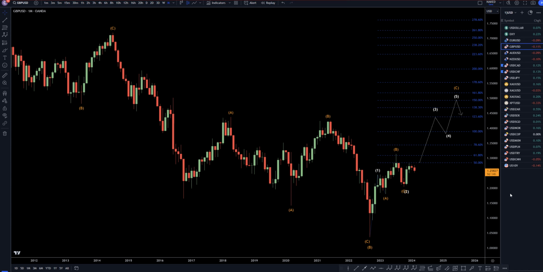Today is Tuesday, February 20th, and I'm going to be analyzing the pound US dollar, starting on the monthly, working my way down to the 1 hour time frame for the full top-down analysis.